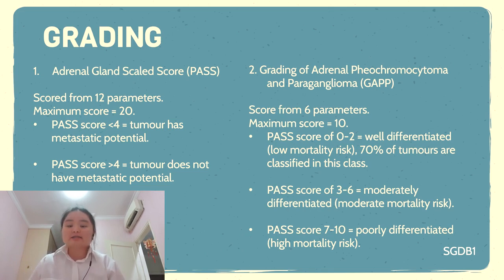The next one is the Grading of Adrenal Pheochromocytoma and Paraganglioma, or GAPP. It scores 6 parameters and has a maximum score of 10. If the score is 0 to 2, it is well differentiated and will not metastasize easily. If the score is 3 to 6, it is moderately differentiated with a moderate risk. And if the score is 7 to 10, it has a high risk of metastasization.